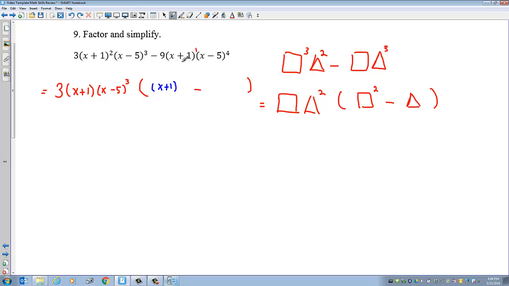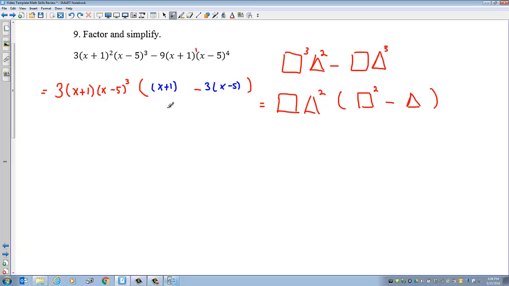Over here, what do you need? When you multiply this, you get that. Well, you need a 9 here. You have a 3. So we'll put the number 3 here. That way 3 times 3 is 9. And then you have x plus 1 to the 1, and you have x plus 1 to the 1. So no need to add any extra x plus 1s. But you do need one extra x minus 5, because x minus 5 cubed is not x minus 5 to the 4th. But if you take x minus 5 times x minus 5 cubed, you do get x minus 5 to the 4th. So this times this is that, and this times this is that.